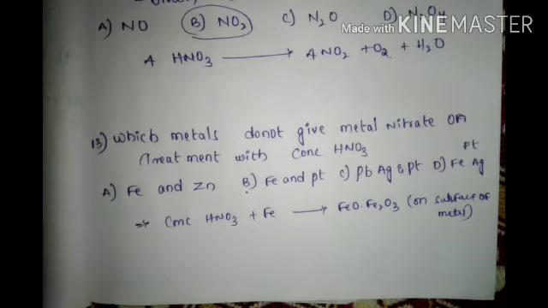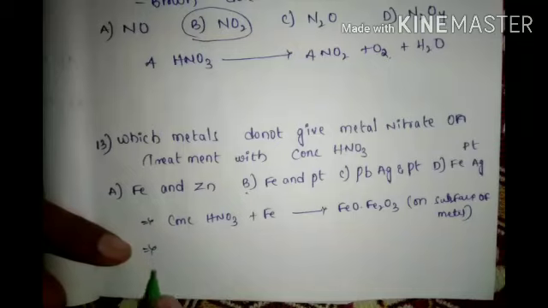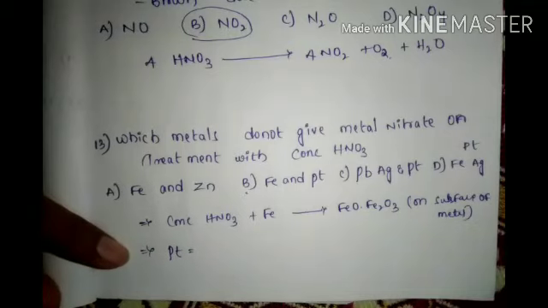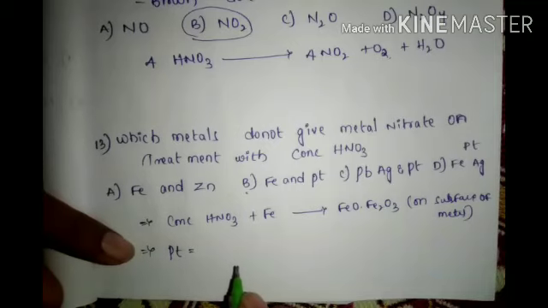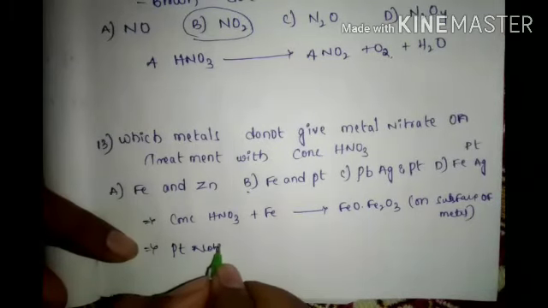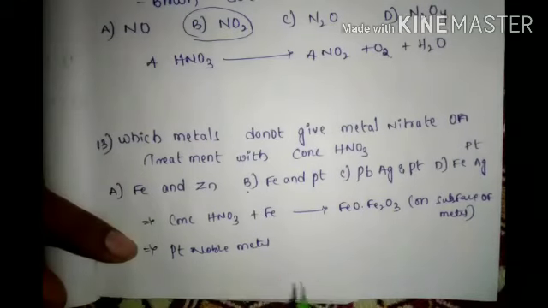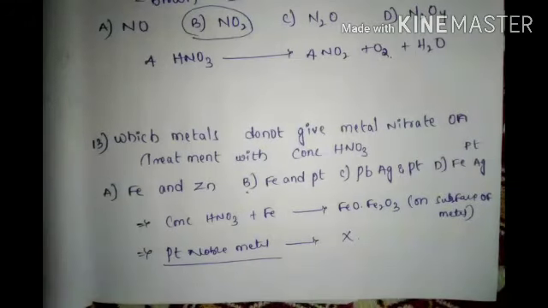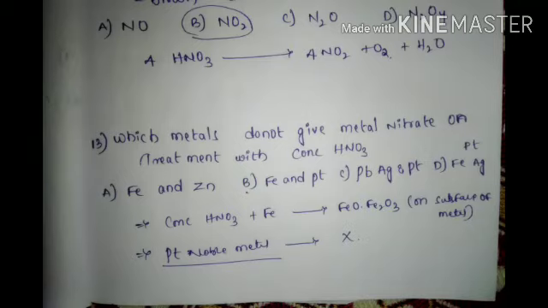Okay. Next, one more. It is zinc. Pt. It is a noble metal. Already I said, this reaction is not possible with concentrated nitric acid. Because of what reason? Pt is a noble metal.